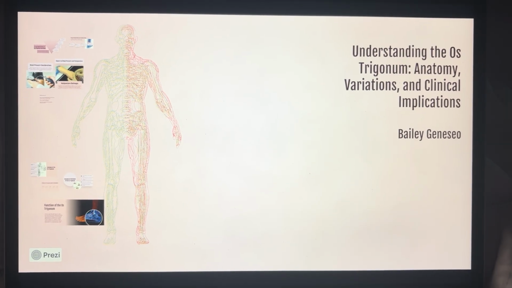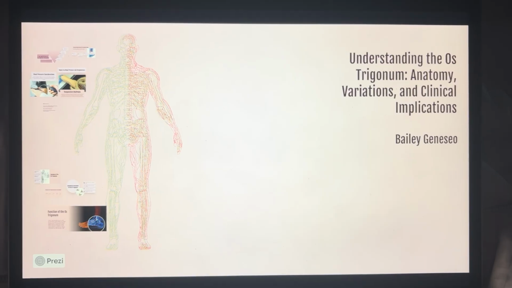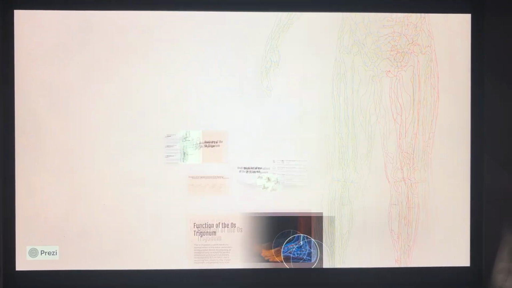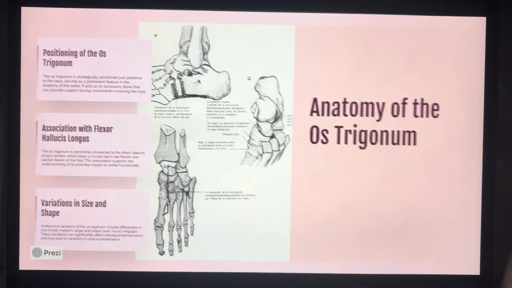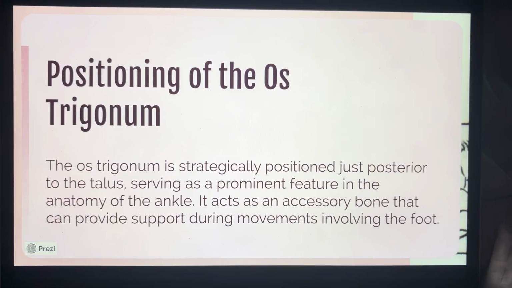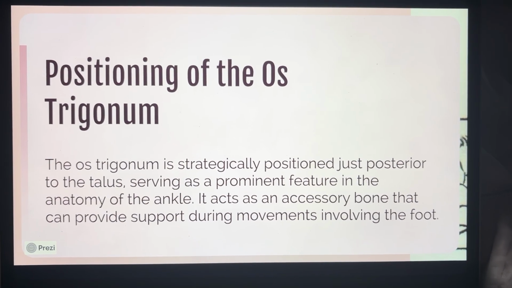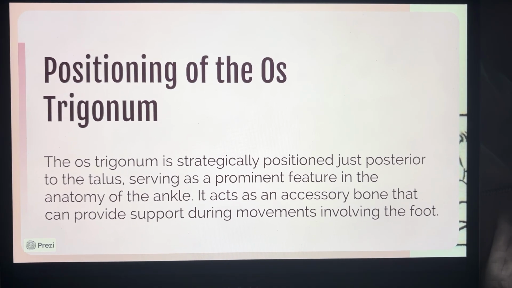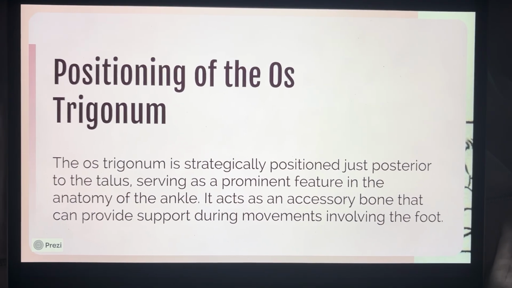For my presentation, I will be discussing the anatomical variations of the os trigonum. First, we will be discussing the anatomy. So as far as the positioning, it's strategically positioned just posterior to the talus. It's a feature in the anatomy of the ankle, and it provides support during movements involving the foot and the ankle.